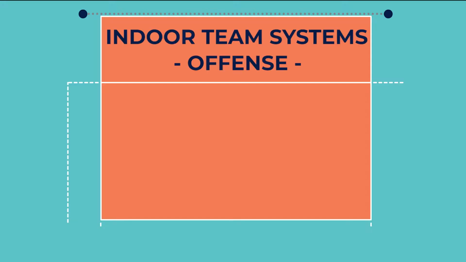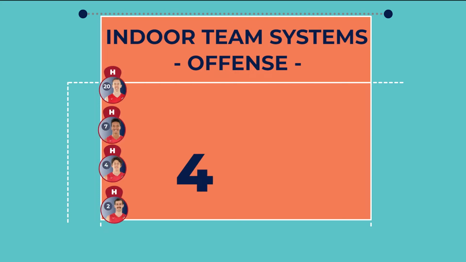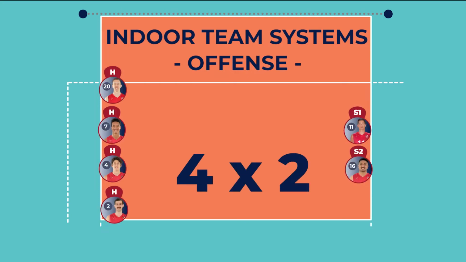Let's learn about the systems available for organizing your players into an offensive system to play the game. With any offensive organizational system, the first number in the system name refers to the number of available hitters, while the second refers to the number of setters used within the system.